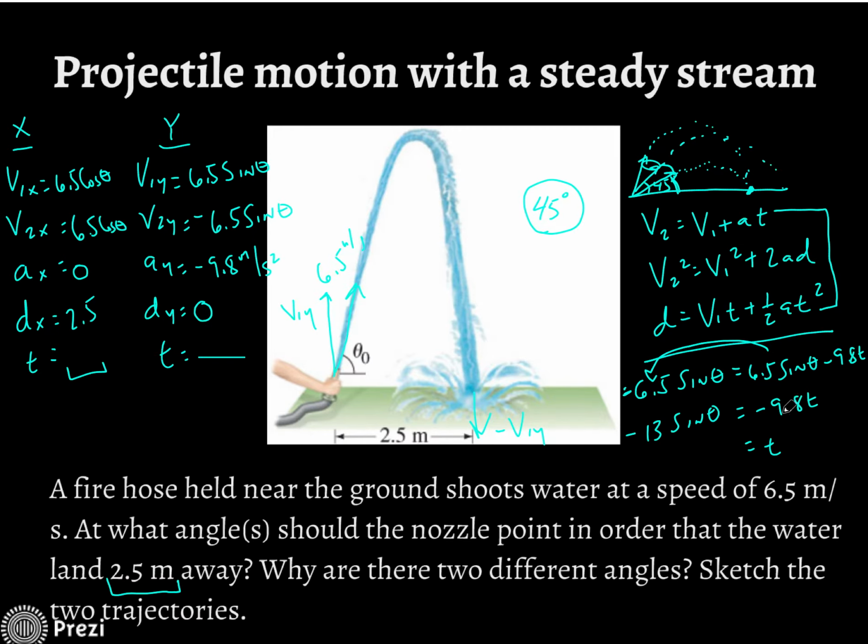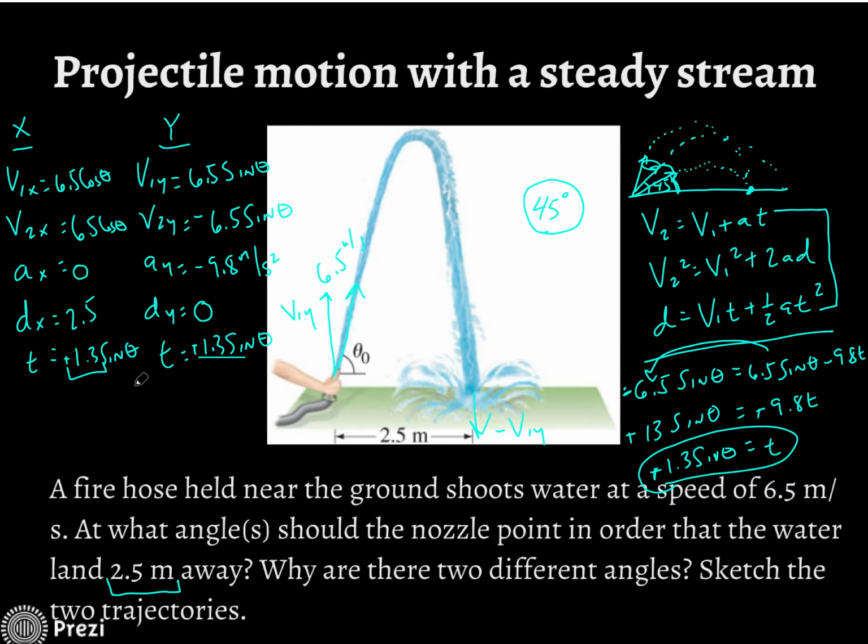Just to make things a little bit easier, 9.8 is really close to 10, so I'm just going to divide this and, instead of 13, this is going to be about 1.3. So t is 1.3 sine of theta. Okay, so that's my t, at least in terms of theta. Minus 1.3 sine of theta, minus 1.3 sine of theta. It has to be the same in both dimensions, right? Now, there's no minus sign there. You're not going to have negative times.